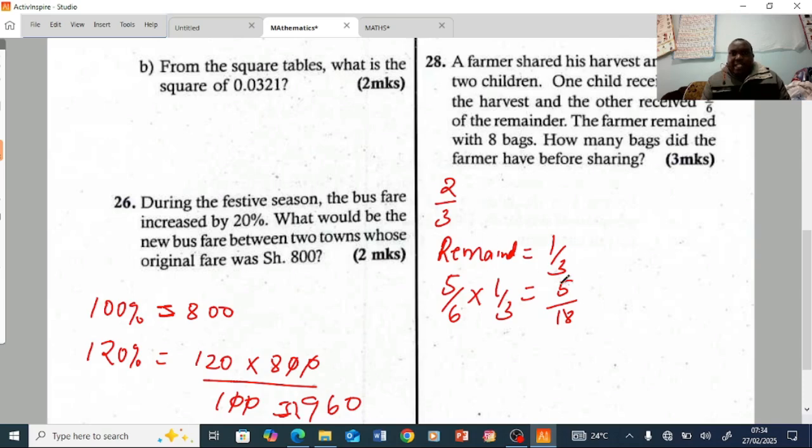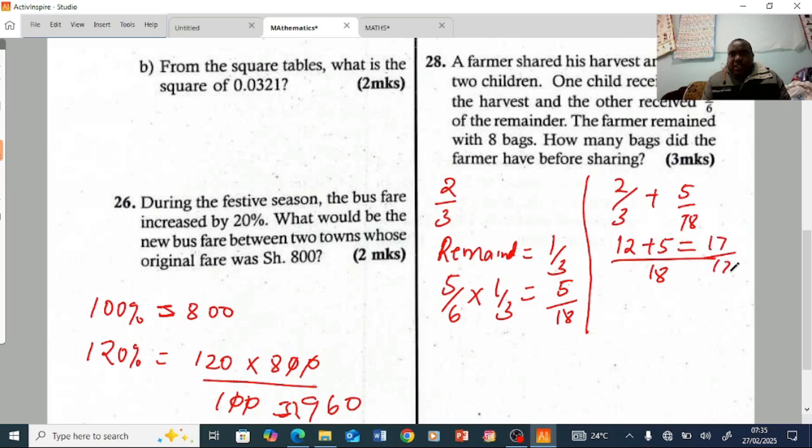So let's add and see what remained. 2 over 3 plus 5 over 18. This is what the children have taken. 18, because here 6 times 2 is 12, plus 5. So this is 17 over 18. So what is remaining for the farmer is 1 over 18. And this 1 over 18 is equal to 8 bags.